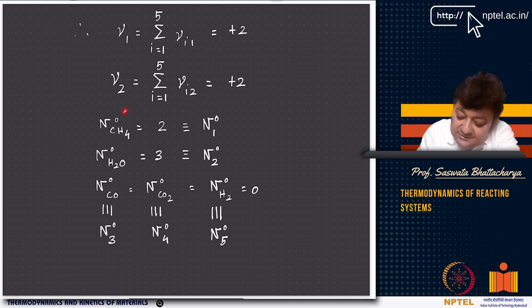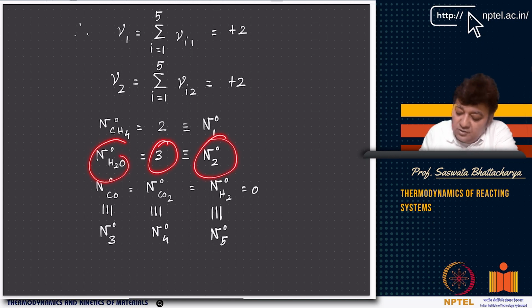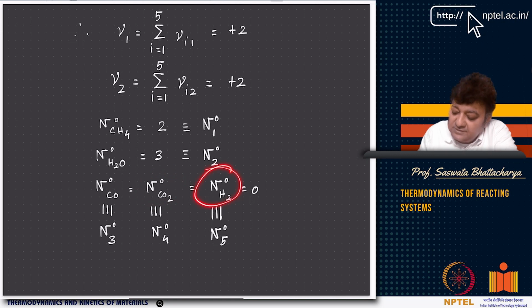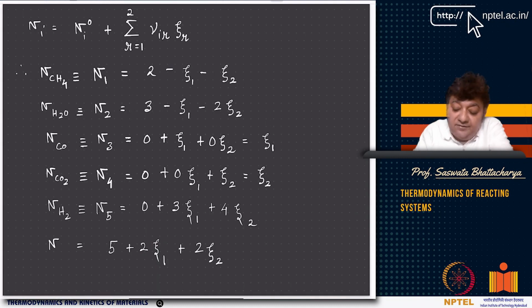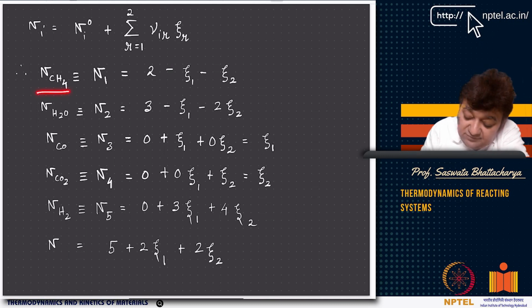So you have N0CH4 which is 2, which is N01, and N0H2O which is 3, which is N02, and then N0CO equals N0CO2 equals N0H2 equals 0. So N0CO is N03, this is N04, and this is N05. Now if I have this, you can put in this formula and write NCH4, which is N1.